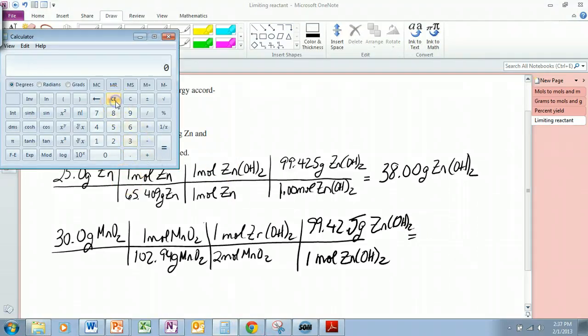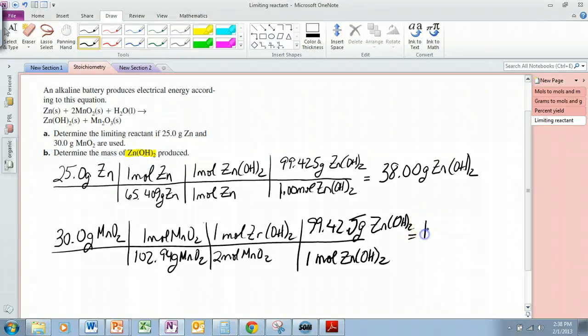And again, we need our calculator. So we're going to start with 30. We're going to divide by 102.94. We're going to divide by 2, since that 2 is in the denominator, and we will multiply by 99.425 equals, I get 14.487. So let's write that down. 14.487 grams of zinc hydroxide.